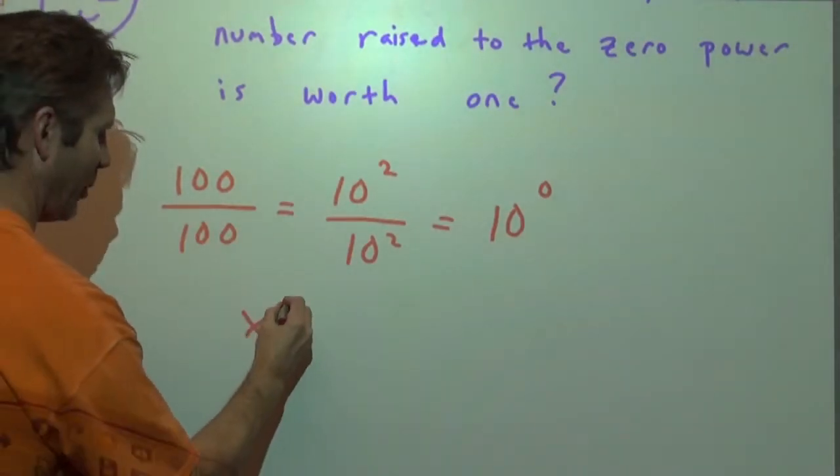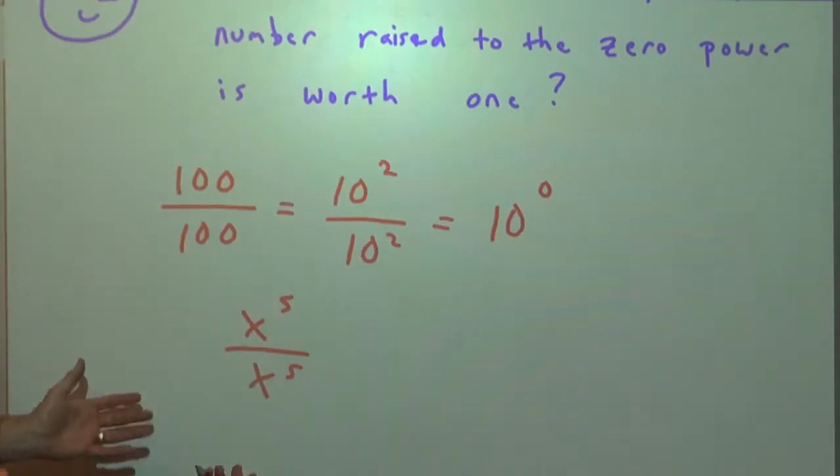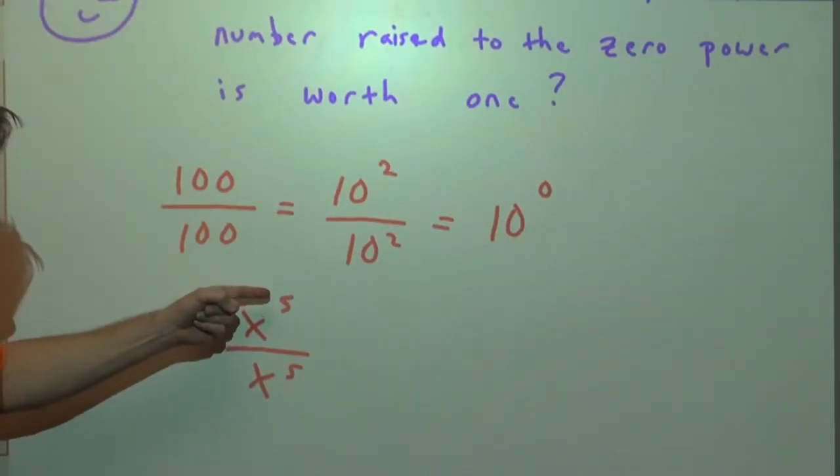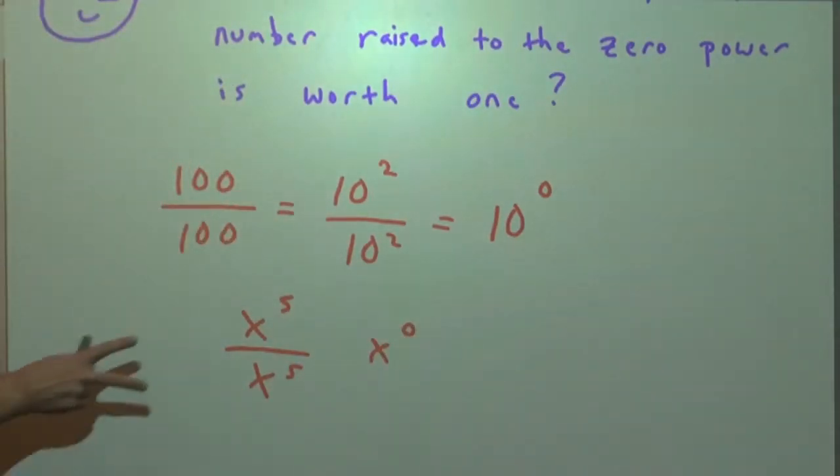Even a variable, x to the 5th divided by x to the 5th. Hey, anything divided by itself is 1. And the trick of exponents, 5 minus 5 is 0. So this is equal to x to the 0, but it's got to be equal to 1.